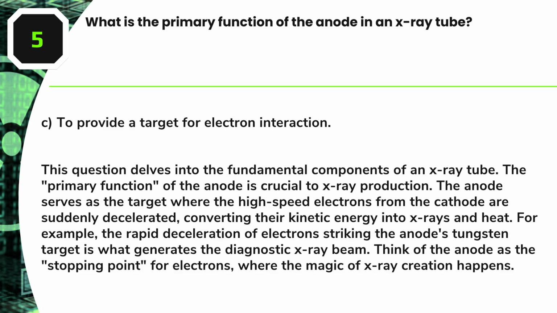The anode serves as the target where the high-speed electrons from the cathode are suddenly decelerated, converting their kinetic energy into X-rays and heat. For example, the rapid deceleration of electrons striking the anode's tungsten target is what generates the diagnostic X-ray beam. Think of the anode as the stopping point for electrons, where the magic of X-ray creation happens.